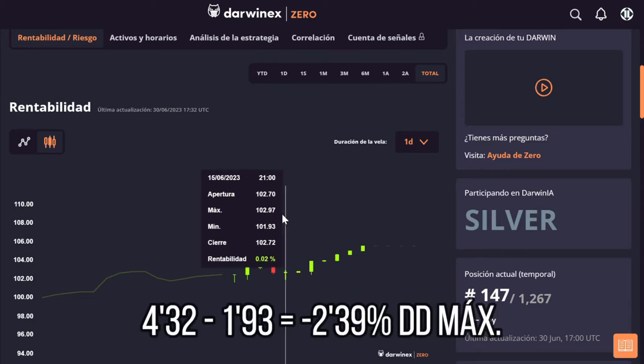The next day, we see that it fell below the previous day's minimum, reaching a price of 101.93, that is, a drop to 1.93% return. If we do the calculation, it gives us 2.39. This means that at some point there was a drop of -2.39% from one session to another. The 0.10% difference between the main panel and the return curve data, I honestly don't know its source. If you have any ideas why, leave them in the comments.